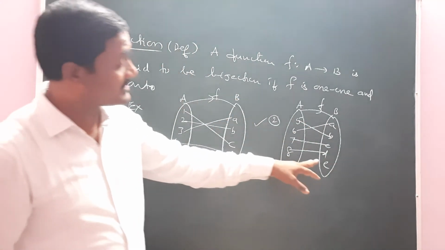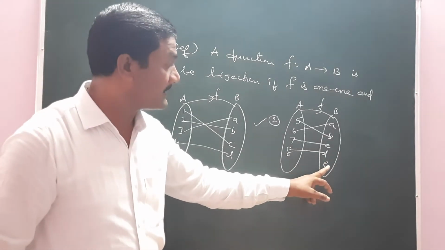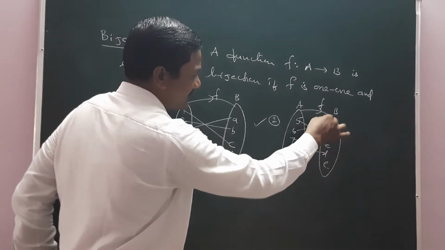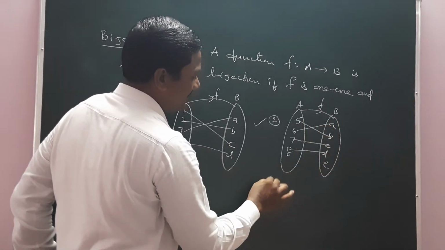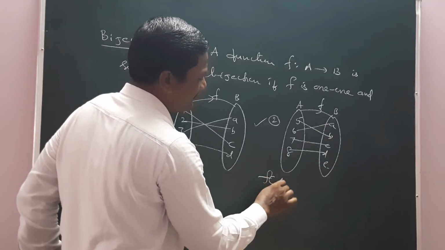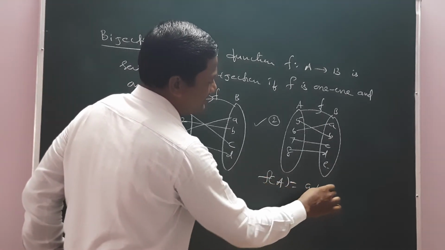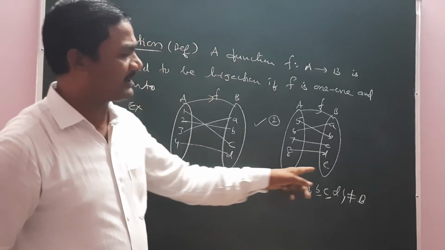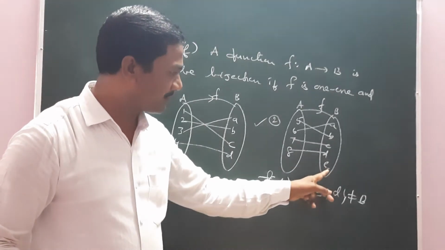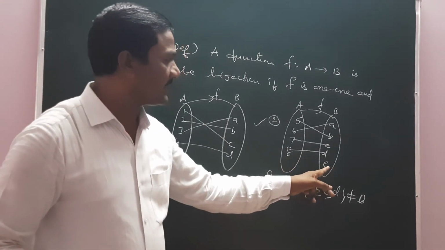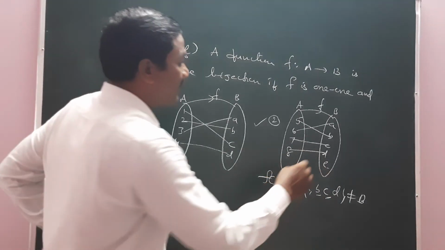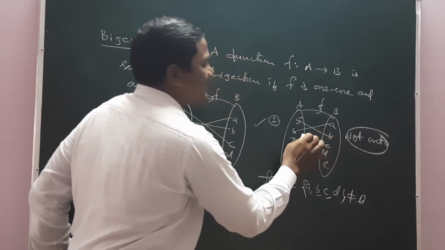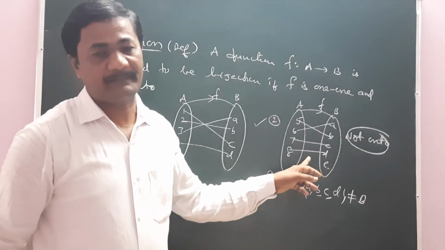Is it onto? f is not onto because there is no preimage of E. That is, the range set is B completely. Sorry, the range set is not B. Range, that is f of A, is equal to only A, B, C, D, which is not equal to B, because B also has the element E. That means there is no preimage of E in A. Therefore, f is not onto. That is, f is not a bijection only.